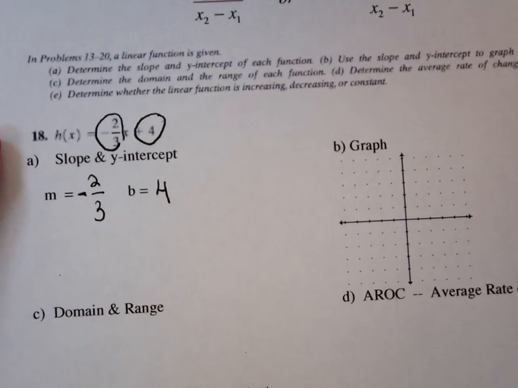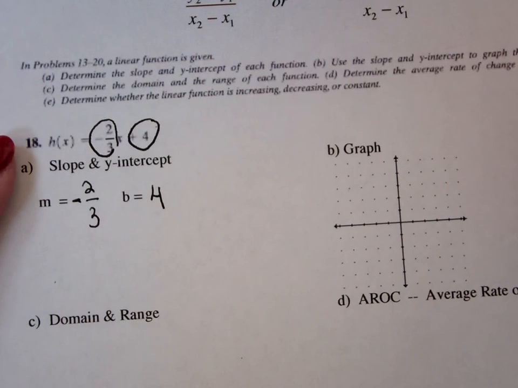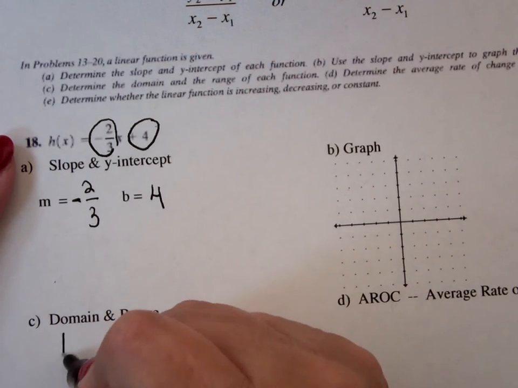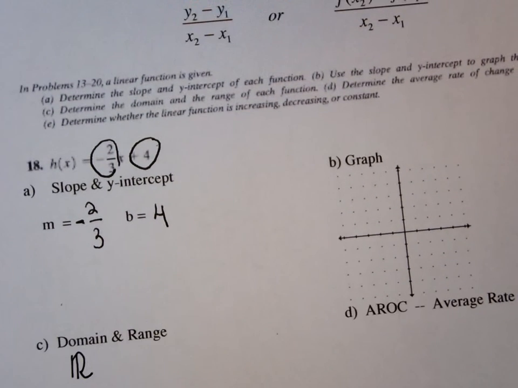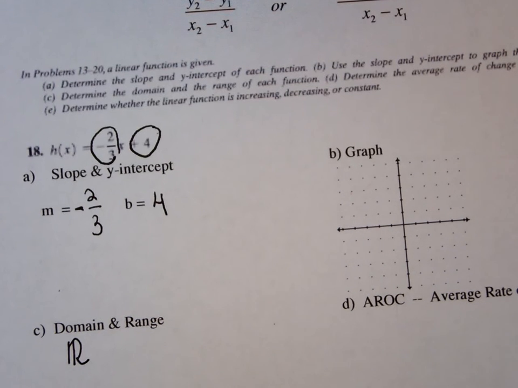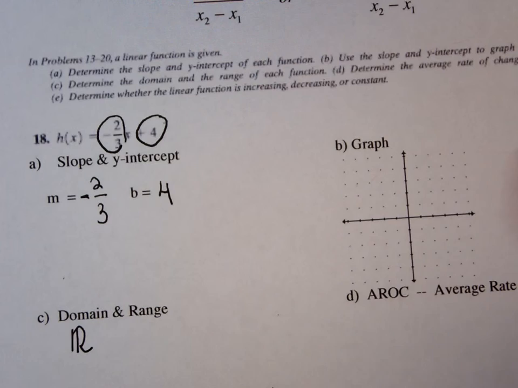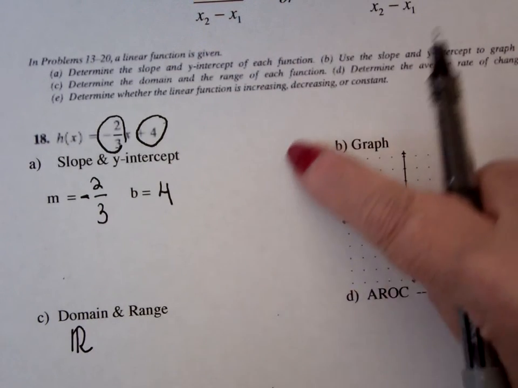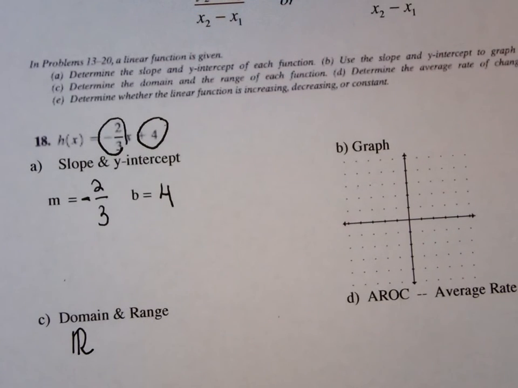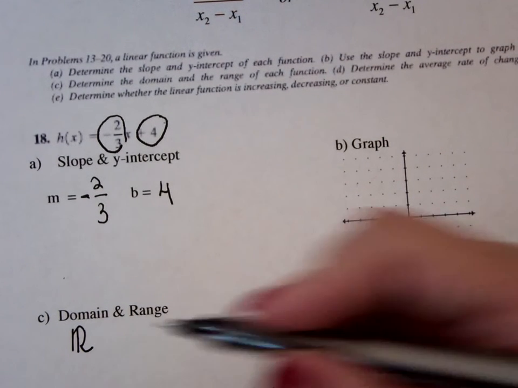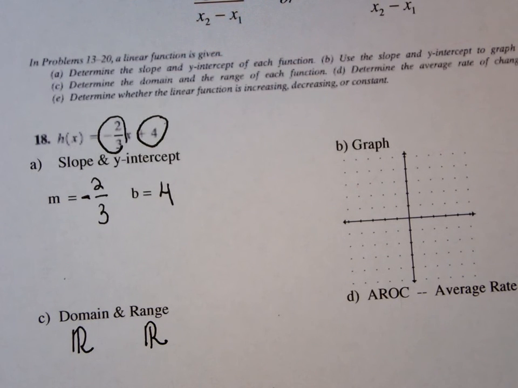If I look at the domain of this guy, he's no radical, no denominator, so his domain is all real numbers. Range we usually get off of a graph, but we know kind of what a line looks like. A line that has slope, by the way, either goes up or goes down forever and ever. That's his image. And so his range would also be all real numbers. And we can verify that with our graph.